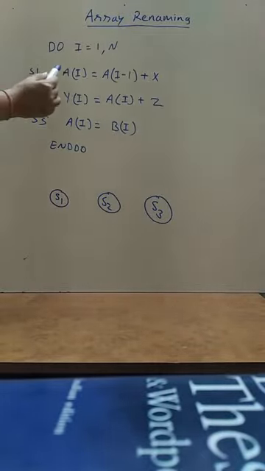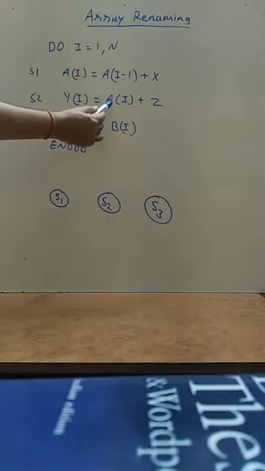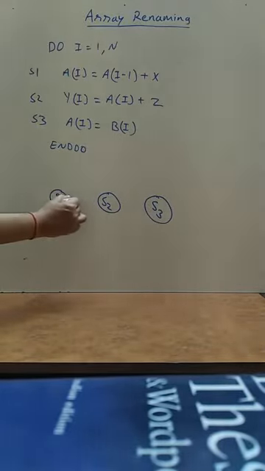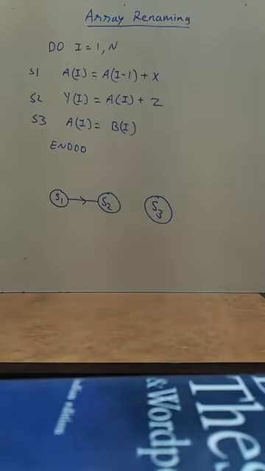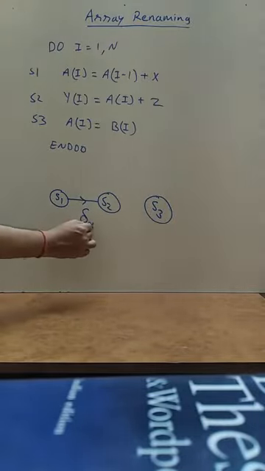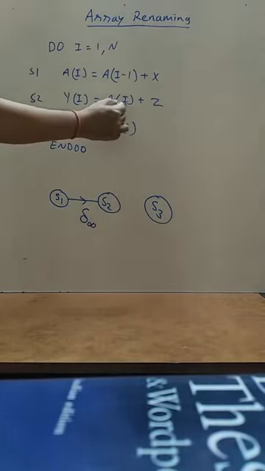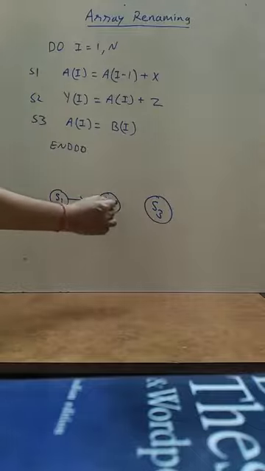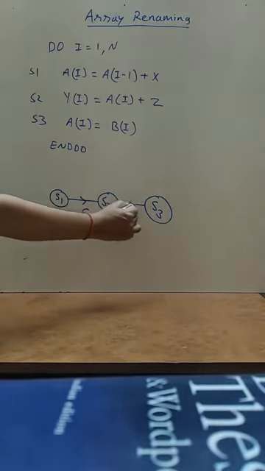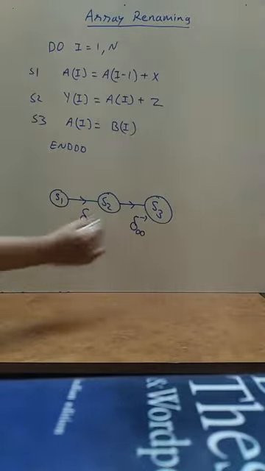You can clearly see that a of I is defined in S1 and it is used in S2. So we'll be having one dependence from S1 to S2, and this is a loop independent true dependence. Then in S2 a of I is used, in S3 it is defined. That's why from S2 to S3 you will be having another dependence, and it is a loop independent anti-dependence.